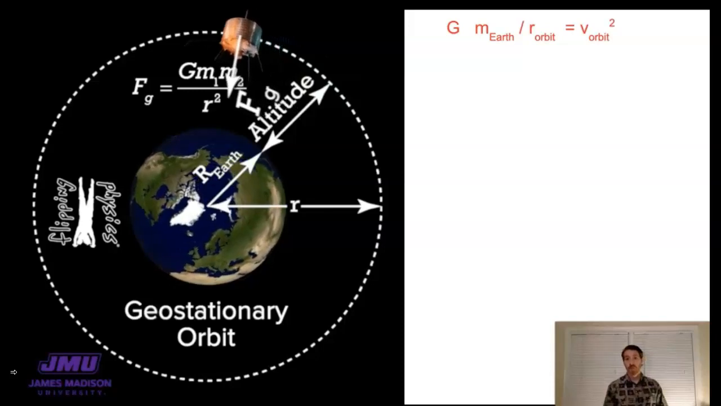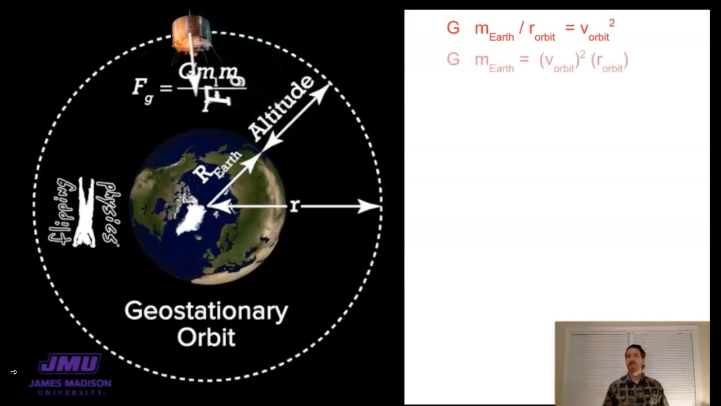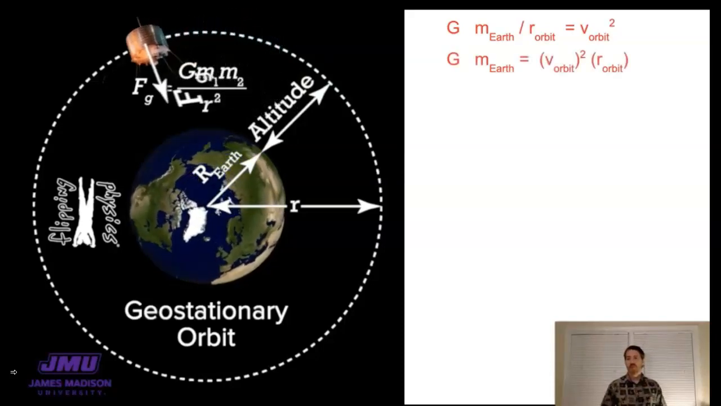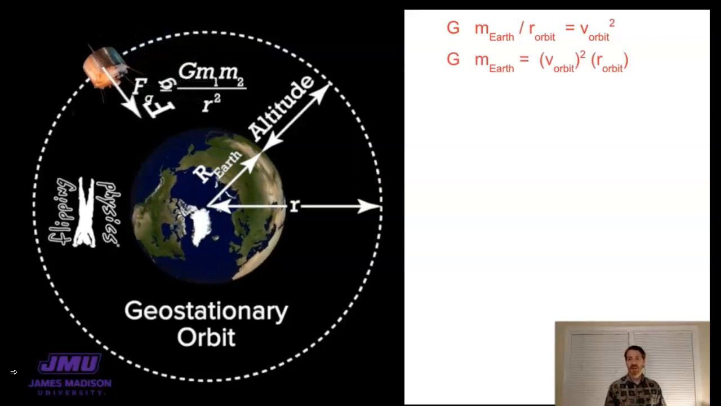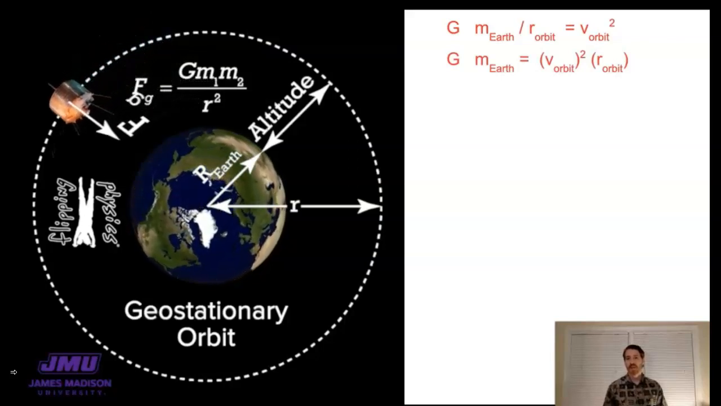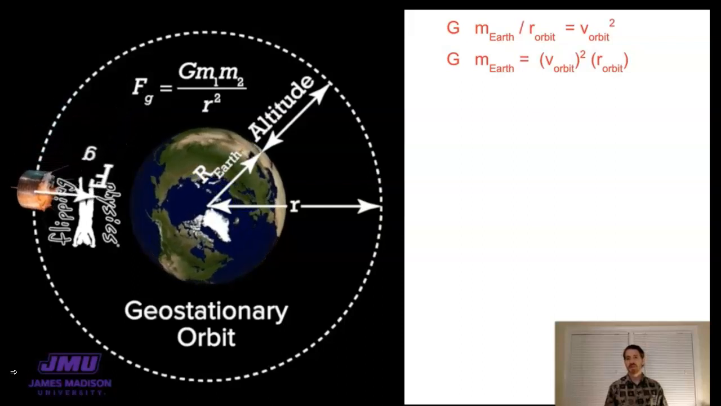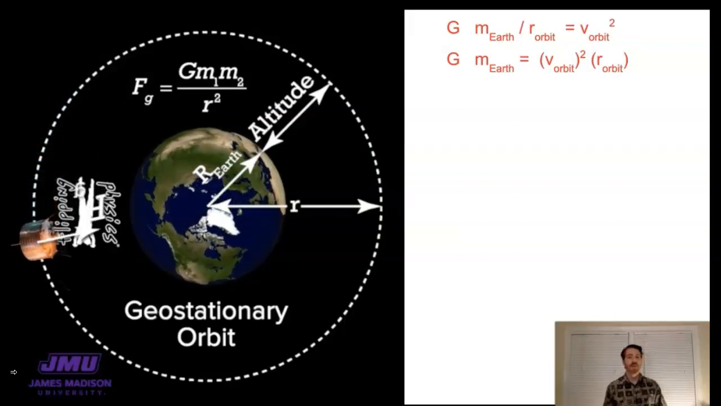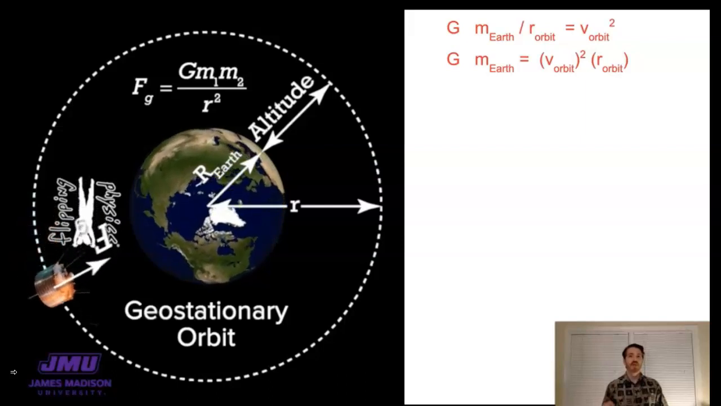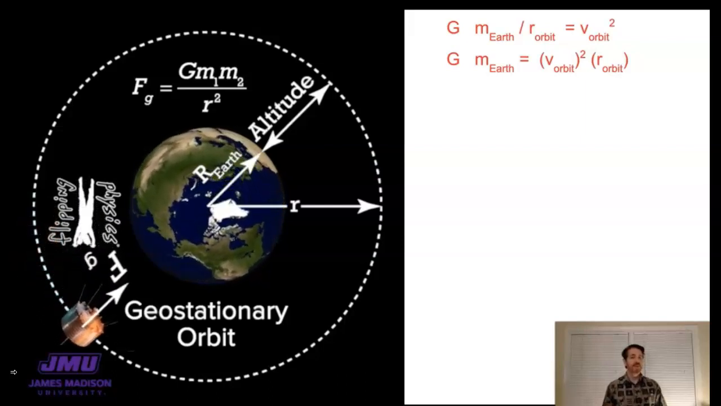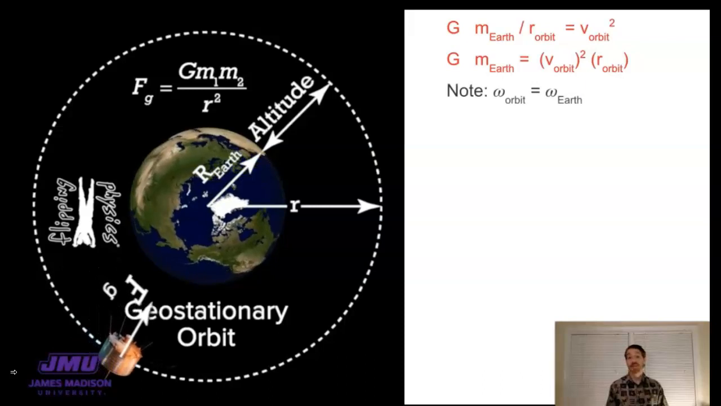So solving for r. Well, before I solve all the way for r, I'm just going to take the r and put it up on the right side here, and I'm going to have G times mass of the Earth equals the speed of the orbit squared times r orbit. And the reason I don't want to isolate it just yet is I know that the speed of the orbit in meters per second is a value that I'm not given.